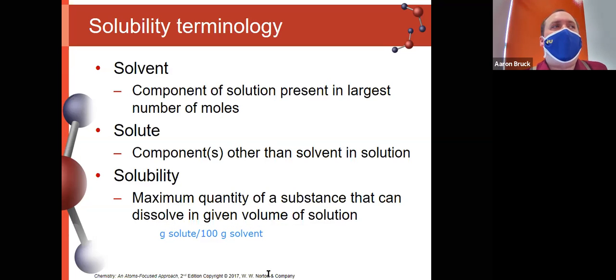That is what our unit for solubility usually is. So if I tell you the solubility limit of sodium chloride in water, I would give you a mass of sodium chloride per 100 grams of water. That way we're always kind of going from a standardized value.